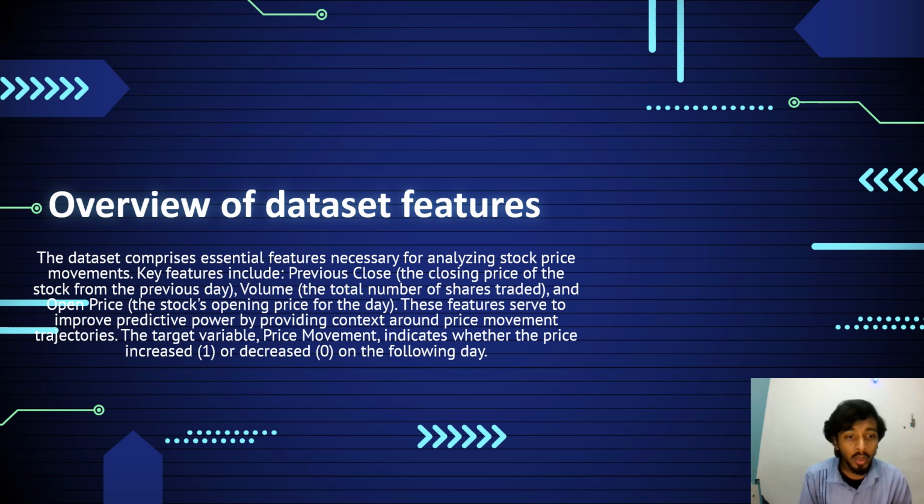These features improve predictive power by providing context around price movement. The target variable, price movement, indicates whether the price increases or decreases the following day. Increase means 1 and decrease means 0.